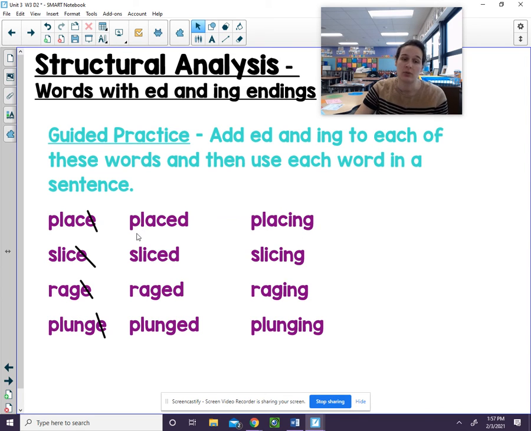I want to point out that the words placed and sliced sound a little different. Placed and sliced have the t sound at the end, while the words rage and plunge do not have that t sound at the end. They instead have a d sound at the end.